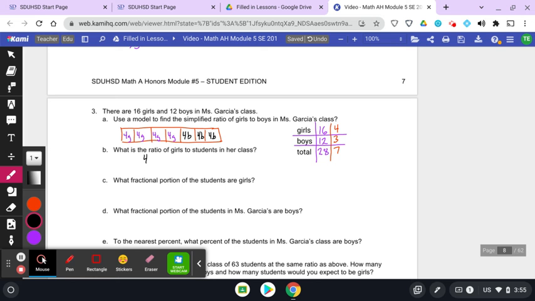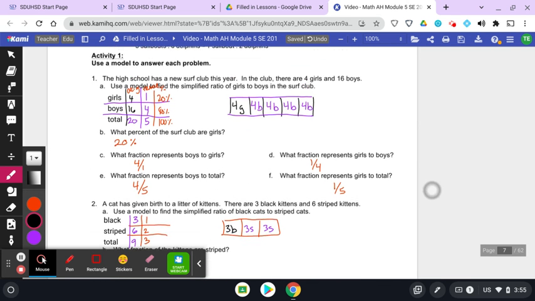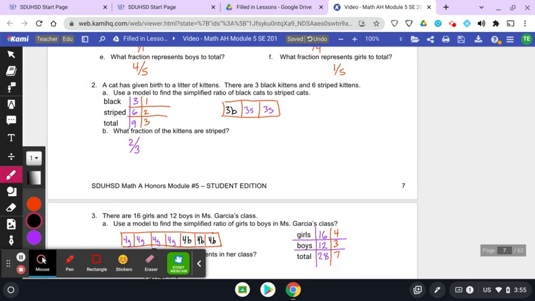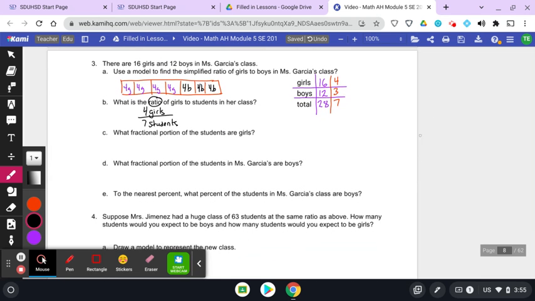And since it says ratio, we have to label 4 girls to 7 students. Now I want to go back up and make sure I did that on the other ones. If I said ratio, find fraction, fraction, fraction, fraction. No, fraction you don't have to label, ratio do. So you see ratio, you got to label.